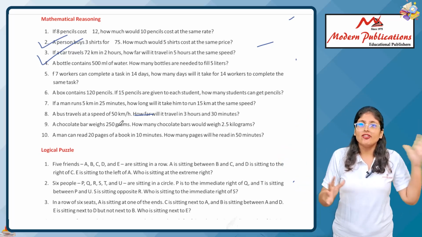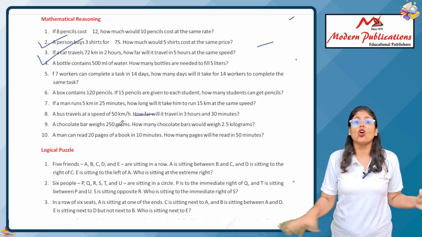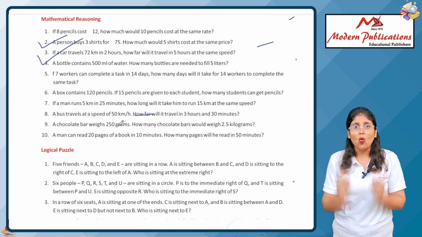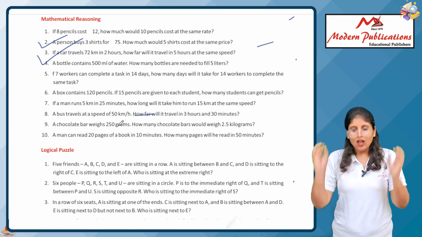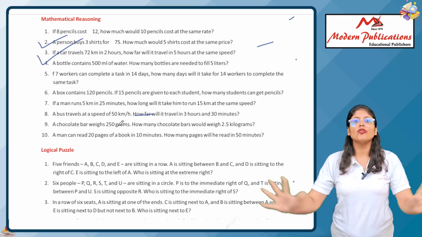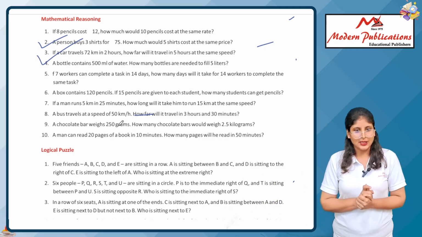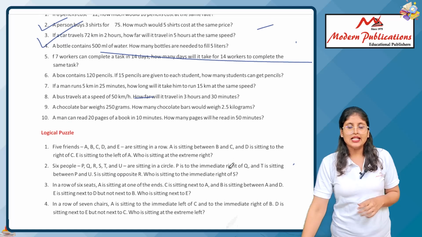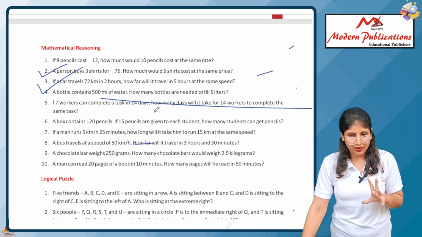We can find 5 pencil cost, we can find 10 pencil cost, we can find 100 pencil cost. If you find the 1 pencil cost only, with 1 pencil cost we can find n number of pencils. Next, a bottle contains 500 milliliters of water, which means half a liter of water.